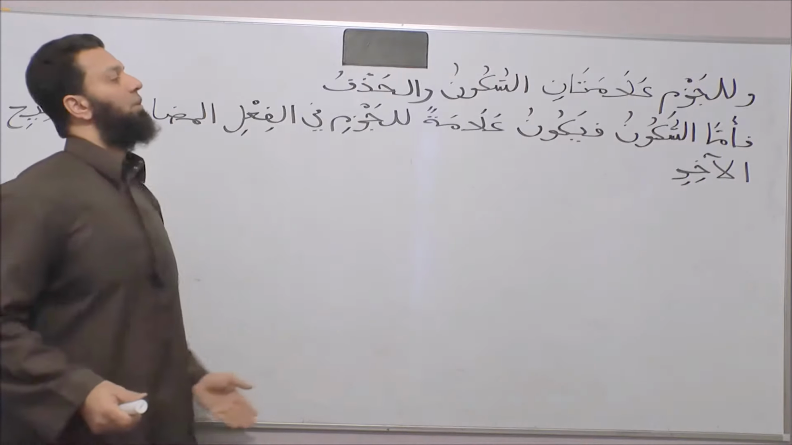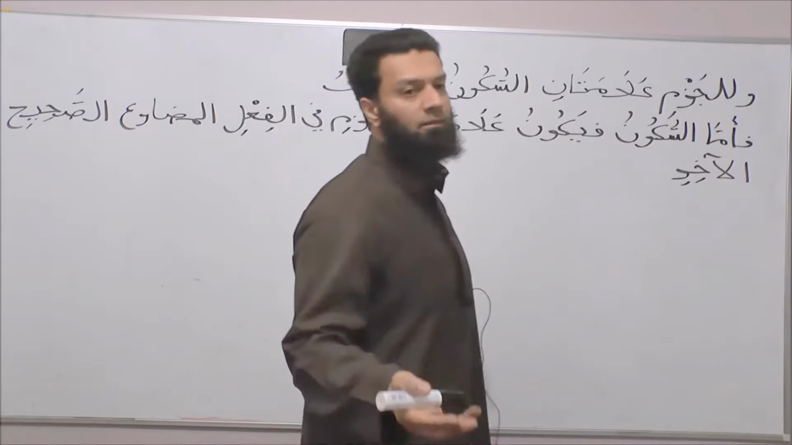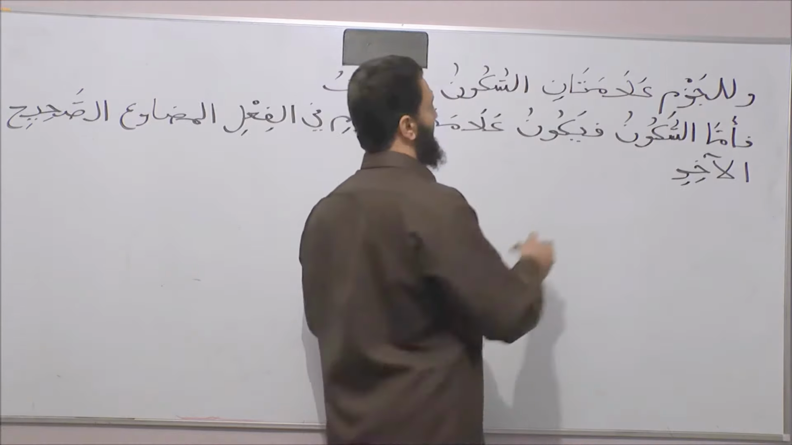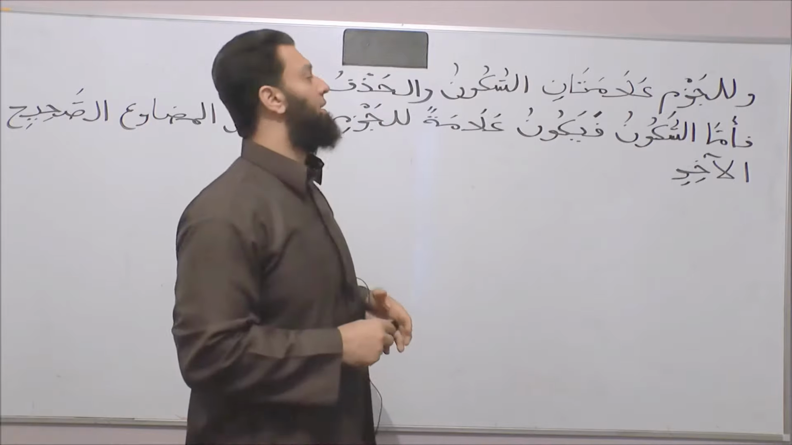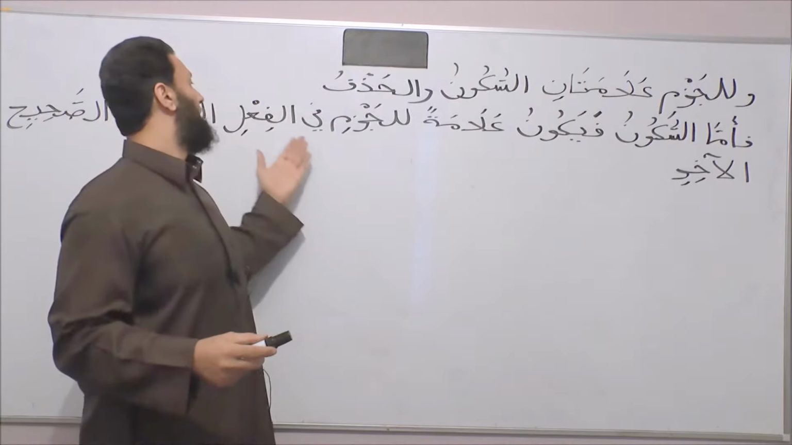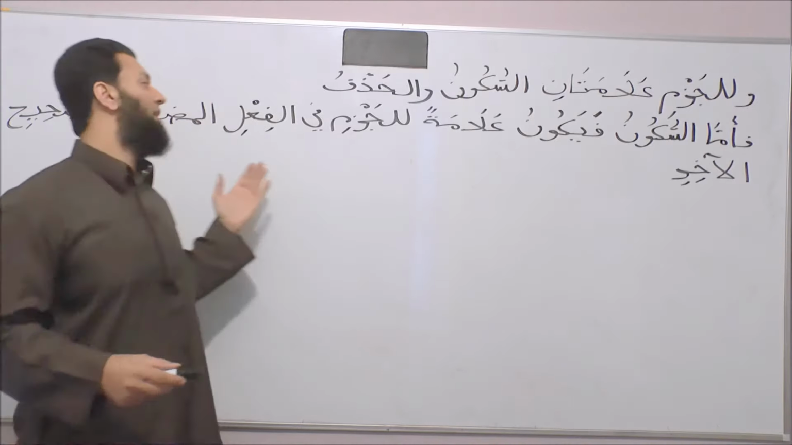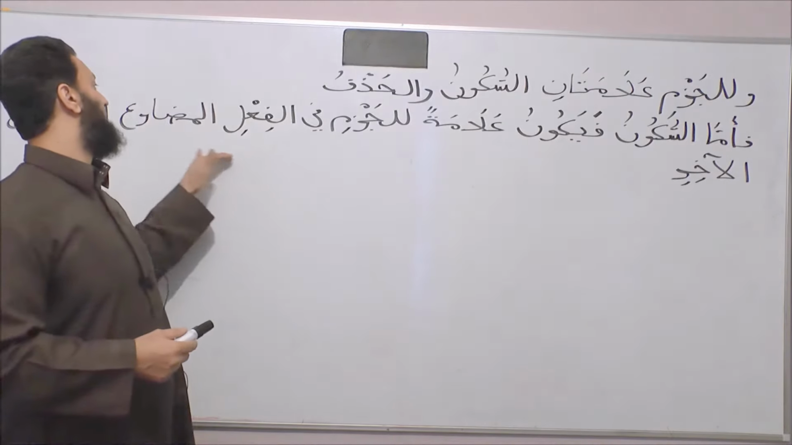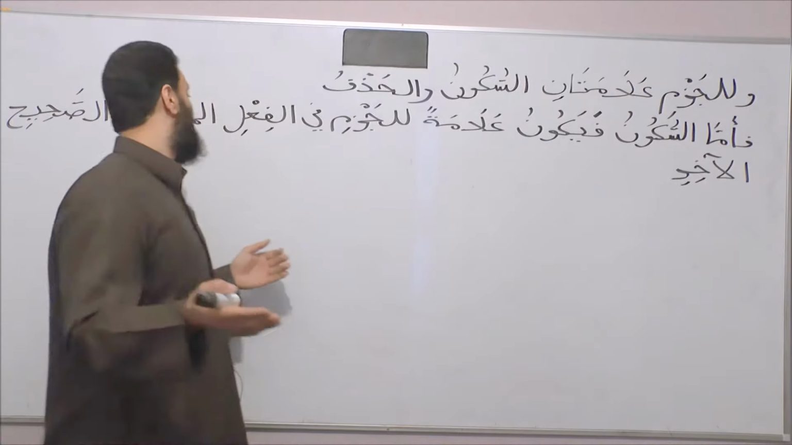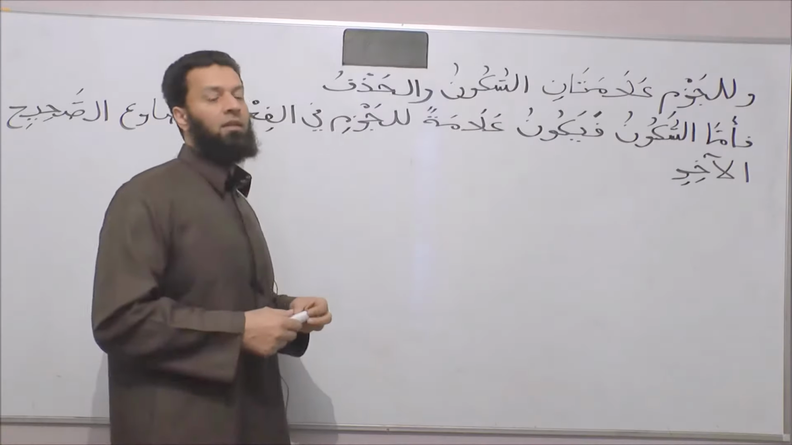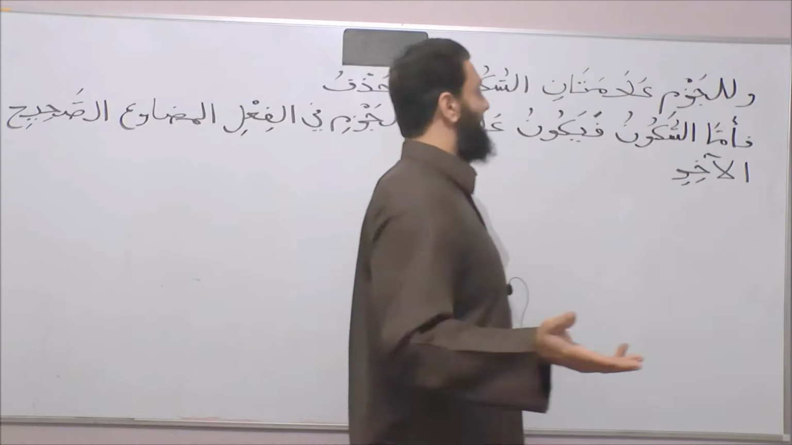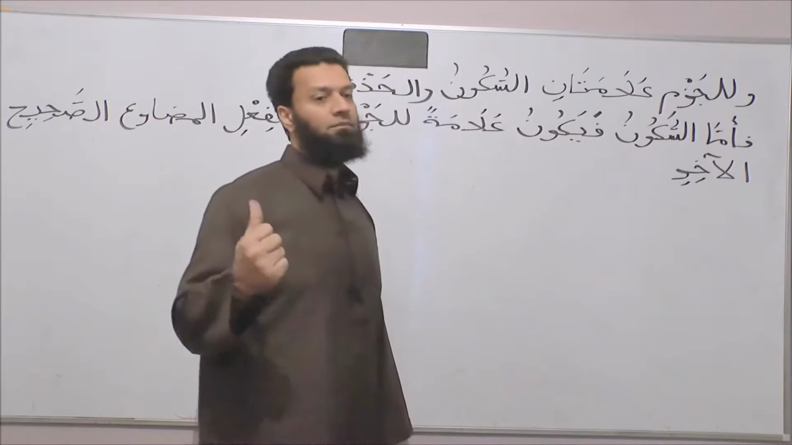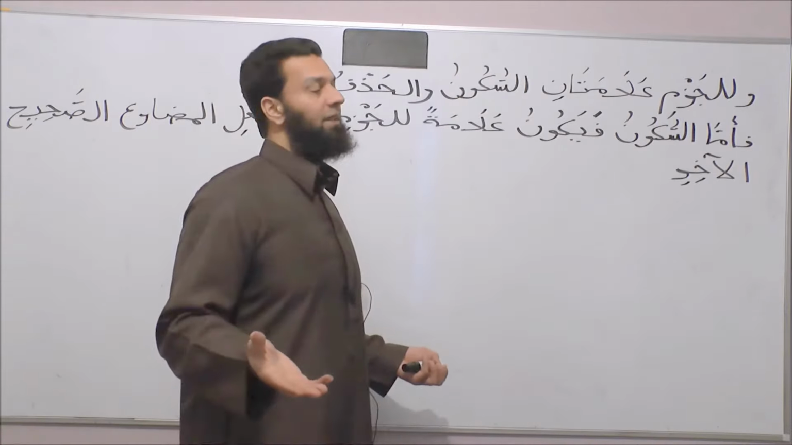For وأما السكون, as for the sukun, which is the first indicator, it is an indicator of al-jazm في الفعل المضارع الصحيح الآخر. What does this mean? The present tense verb we know. As-sahih means correct, but here it refers to the sound ending. What does that mean?